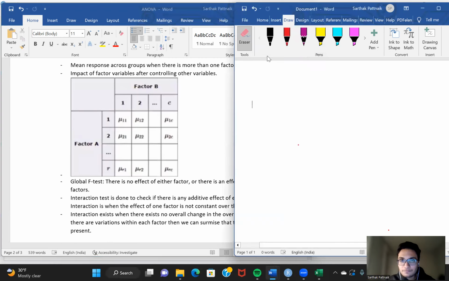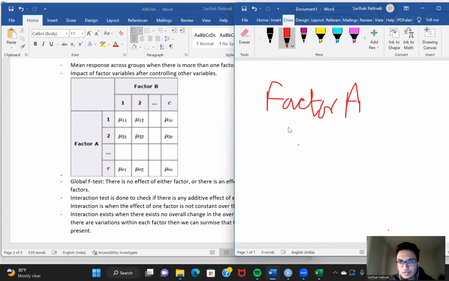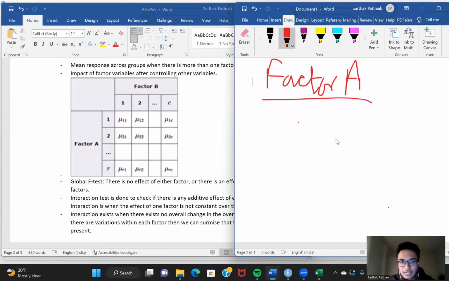But coming back to this table, if I only consider factor A, I'm saying that I'm going to be keeping factor B constant throughout, and I'm going to be measuring the effect of factor A. Because B is constant throughout, this particular column is going to be the column for our analysis.